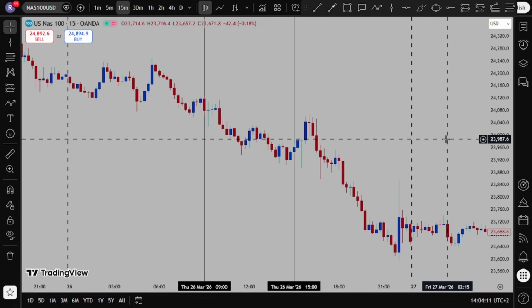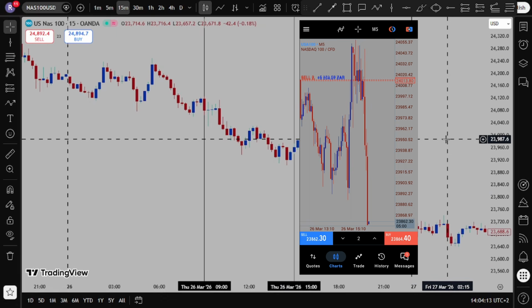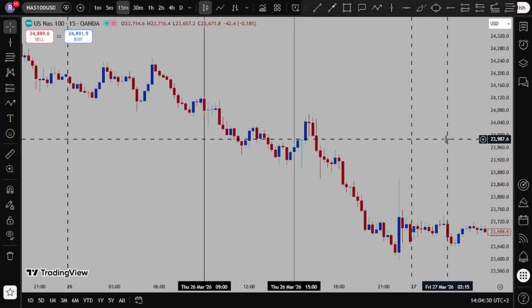Today, let me show you how I was able to profit more than 10,000 Rand trading the Nas100 on the 26th of March 2026. If that is what you're interested in, stick till the end as I'm about to walk you through this and show you the step-by-step process that I took that made me sell the Nas100 on the 26th of March 2026.